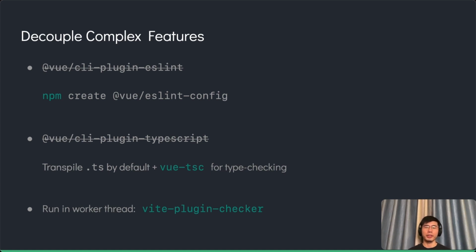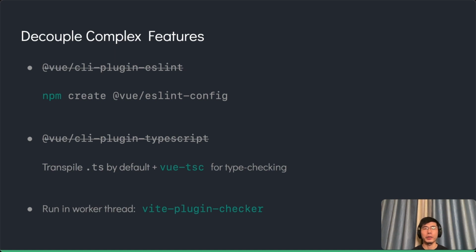And as for the TypeScript plugin, transpilation of .ts files is supported by default in Vite with the help of ESBuild. If you want type checking, we also recommend you to use the integrations of your editors or IDEs. And if you want to do the type checking in the command line, then you can install the Vue TSC package separately.